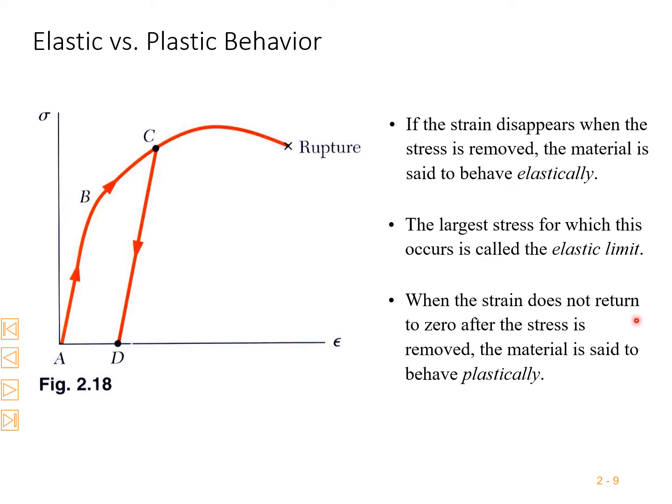When the strain does not return to zero after the stress is removed, the material is said to behave plastically. That means when the strain does not return to zero, it does not return to the original length, it is said to be behaving plastically. Once you remove the stress, the material has to go back to zero strain. That's called elastic. If it doesn't go back to zero strain, the behavior is called plastic.